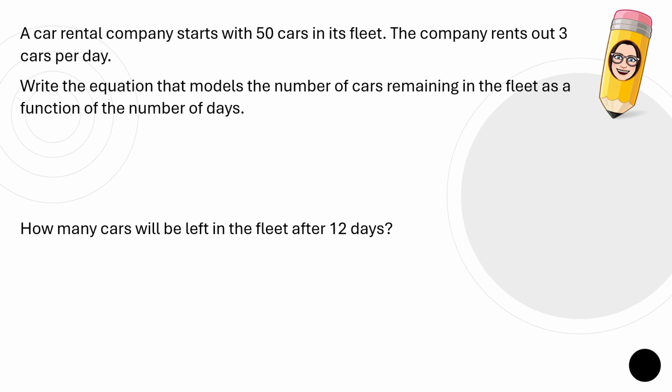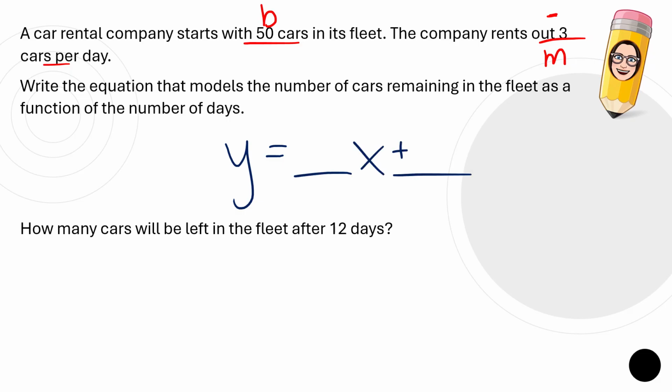All right, last one here. A car rental company starts with 50 cars in its fleet. The company rents out 3 cars per day. All right, sounds like this is at the beginning of the day. And per means this is my rate. Write an equation that models the number of cars remaining in the fleet. Oh, so what kind of 3? The 50 is decreasing by 3. So that's a negative slope. So when I go to fill in my equation, make sure I have a negative 3 because I'm decreasing from my positive 50.